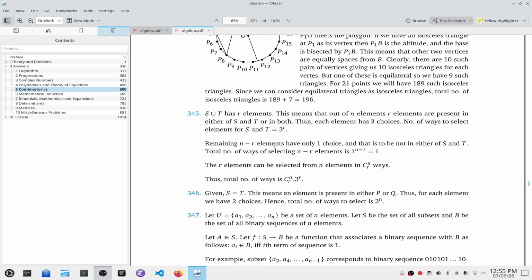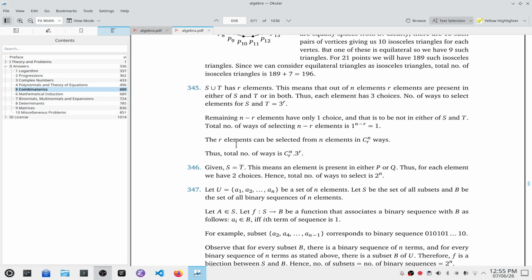Remaining n minus r elements have only one choice, and that is to be not in either of S and T. Total number of ways of selecting n minus r elements is 1 to the power n minus r, that is 1. Now, r elements can be selected from n elements in nCr ways. So total number of ways is nCr multiplied by 3 to the power r.